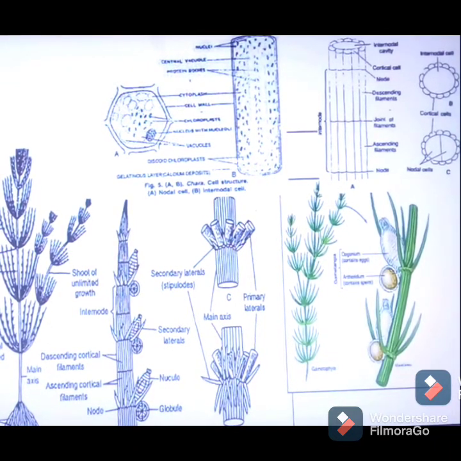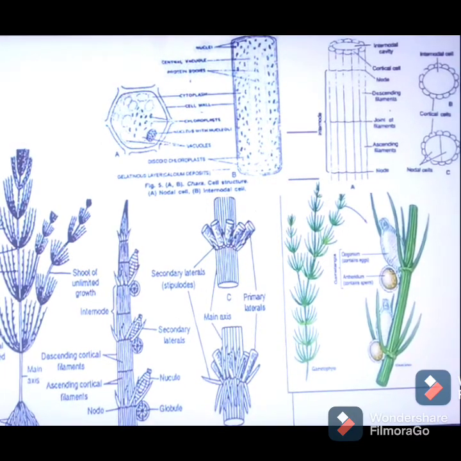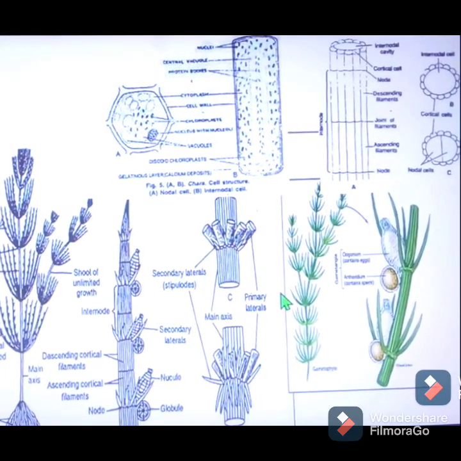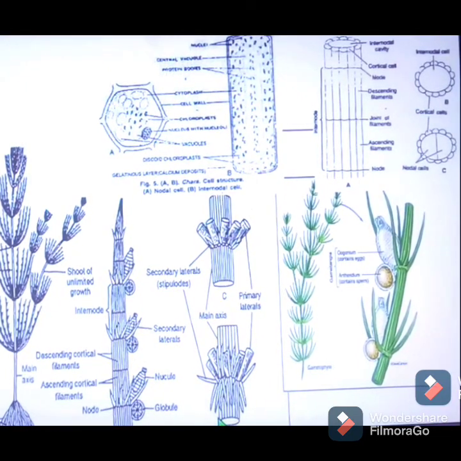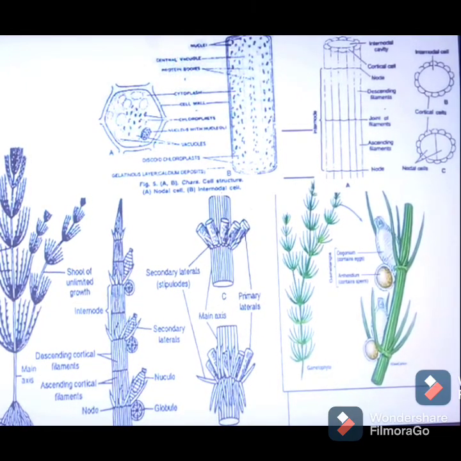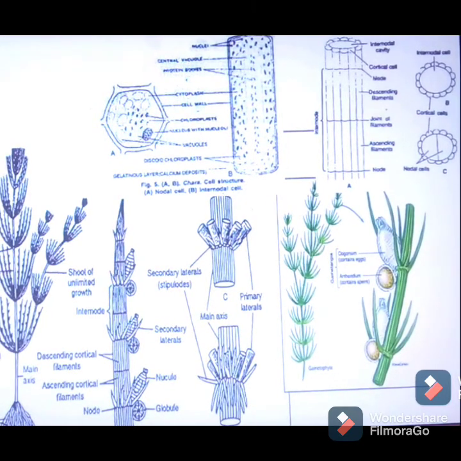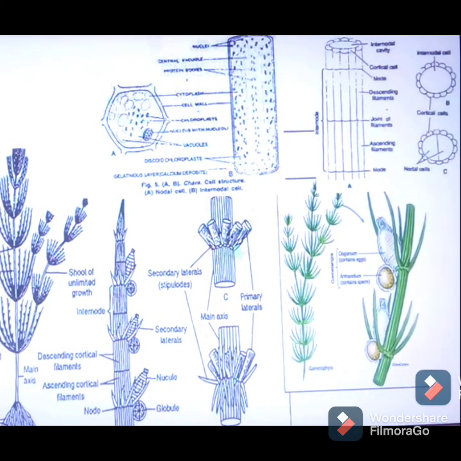So in some species of Chara, they have haplostephanous arrangement, where the stipulates are present in a single whorl, whereas if they are present in two whorls, they are referred to as diplostephanous. But there are also some species of Chara, such as Chara fasani, where the stipulates are absent. Only the primary laterals are present.